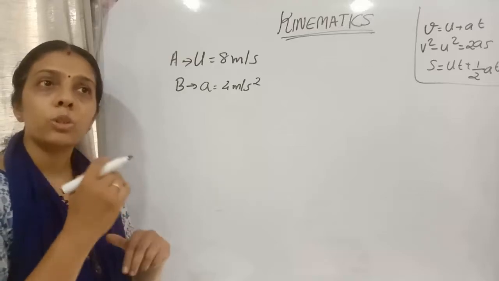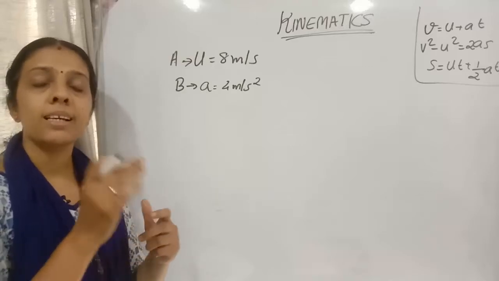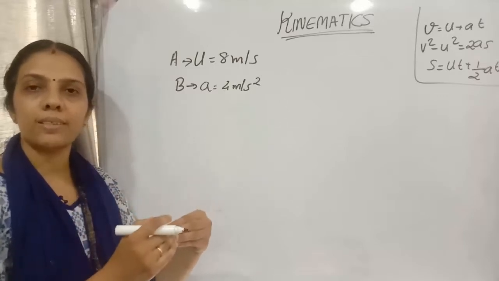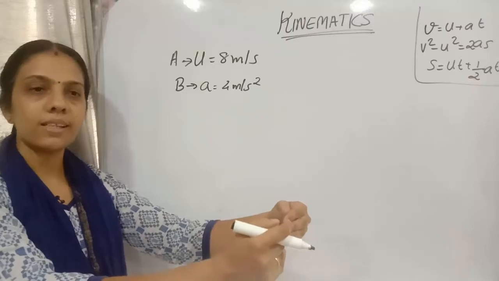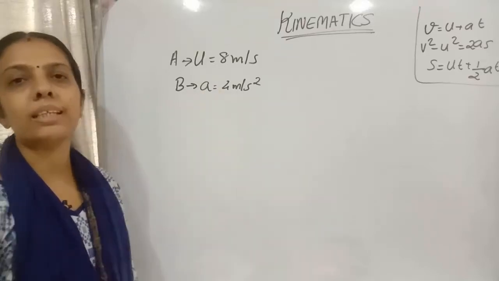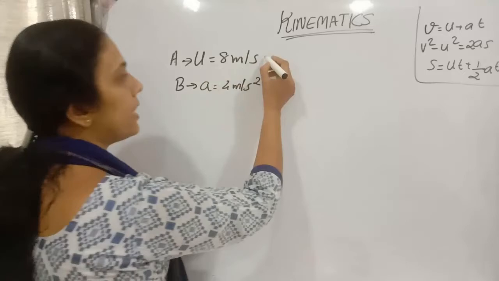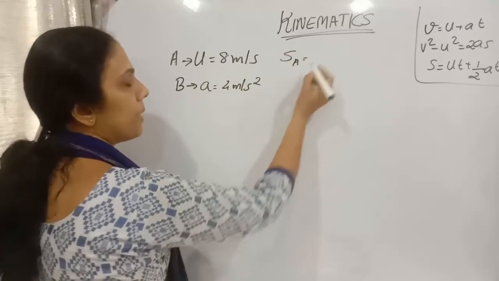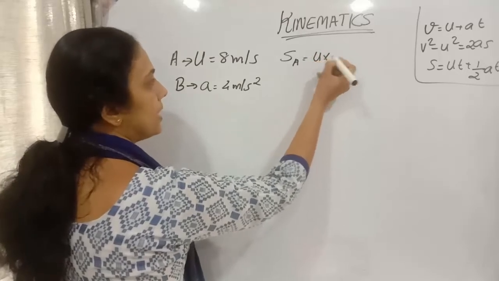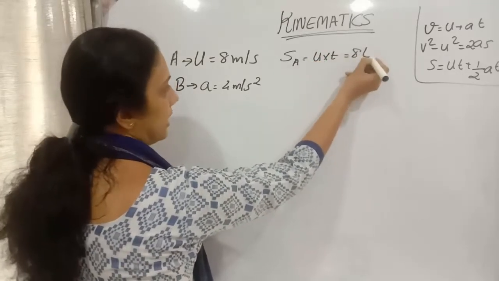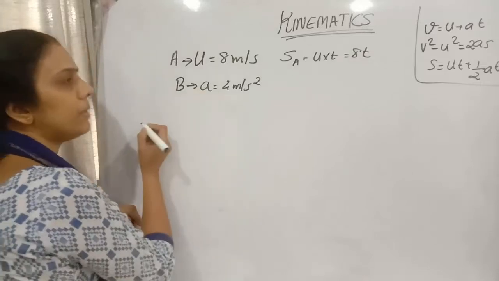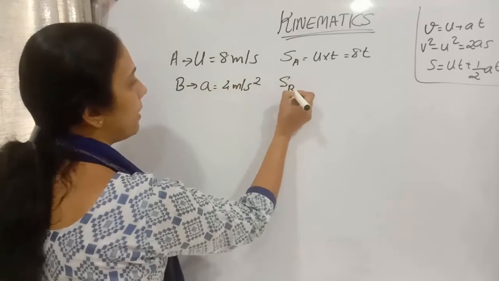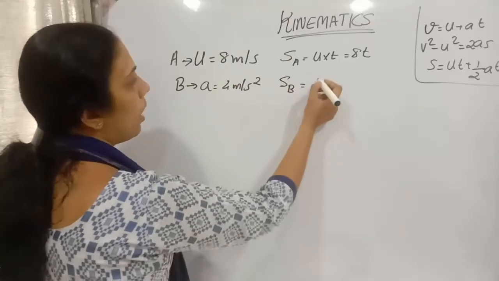When both meet each other, both objects have covered equal distances, because the starting point is the same. When they are covering equal distances, both will meet each other. Here A has uniform velocity, so the distance covered by A will be equal to velocity into time, so 8t.